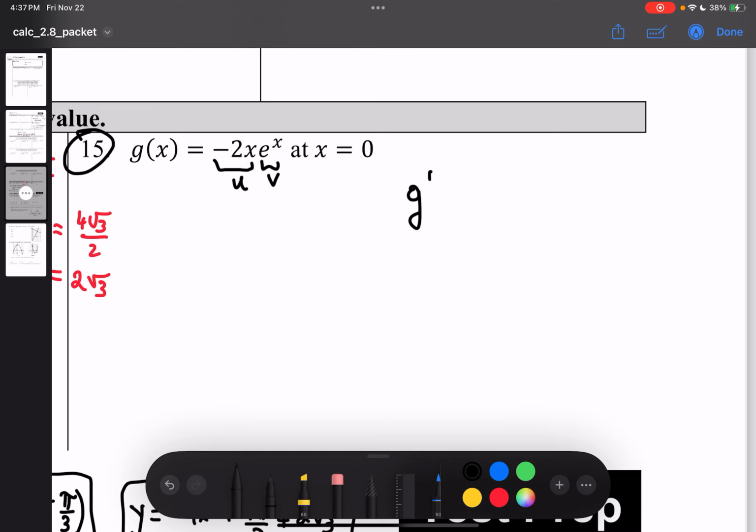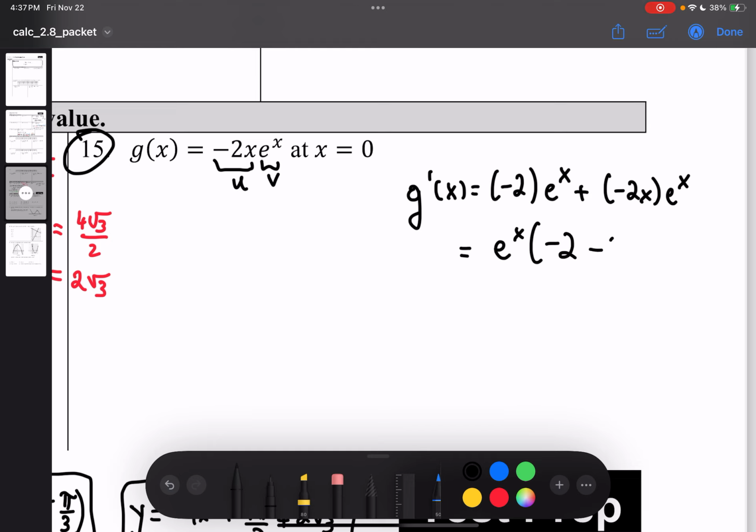So g prime of x is going to be u prime, which is negative 2e to the power of x, plus negative 2x e to the power of x. Now, if you want to take a common factor, you can take e to the power of x as a common factor. So you're going to be left with negative 2 minus 2x.